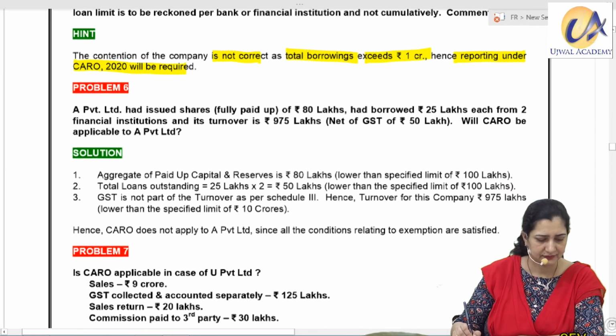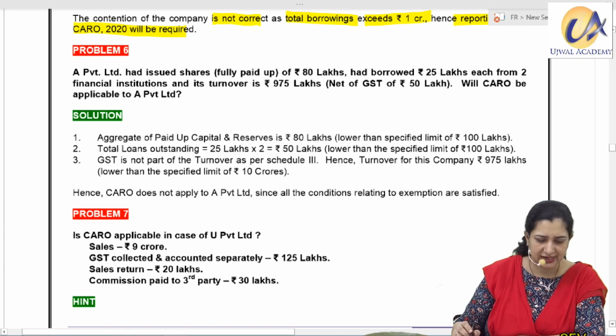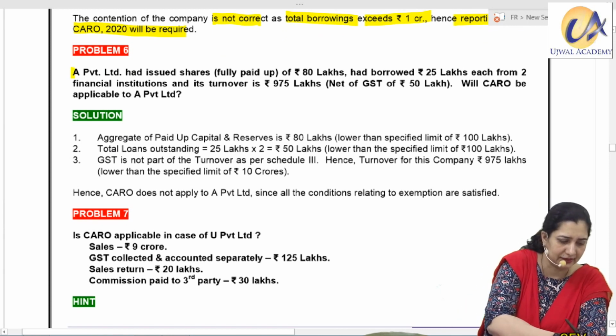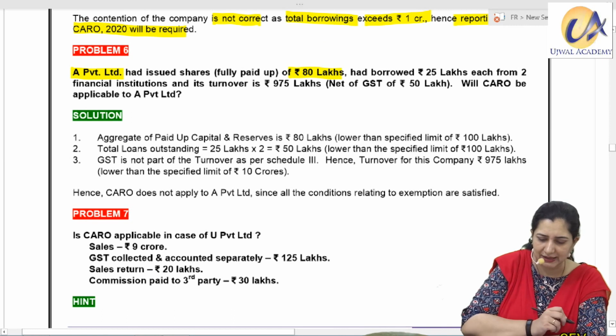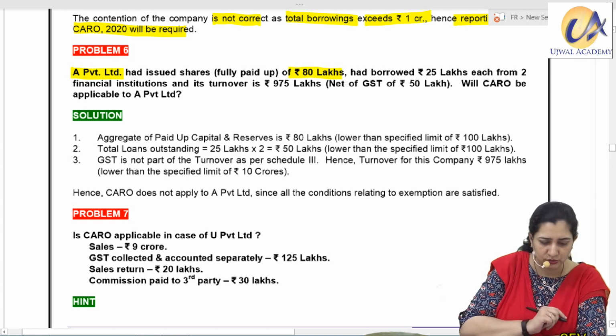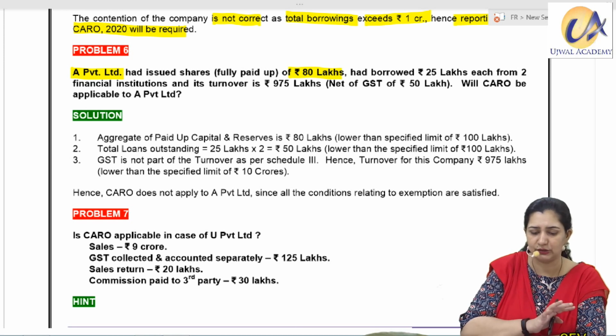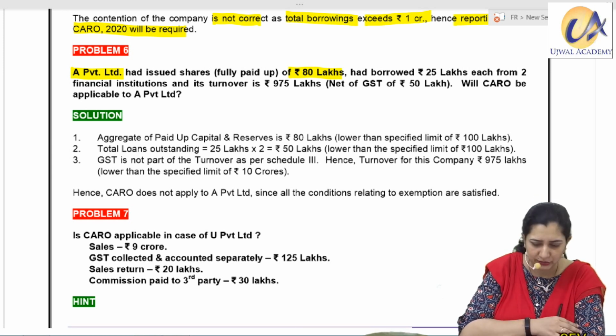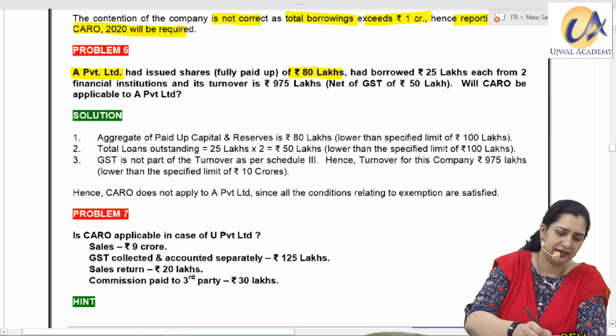Sixth one. They have issued shares of 80 lakh. Again, private limited company. 80 lakh share capital. Borrowed 25 lakh from 2 FIs each. So 50 lakh borrowings. Turnover is 975 lakh, net of GST it is. So good, it should be net only. Will Caro be applicable? Let us see.